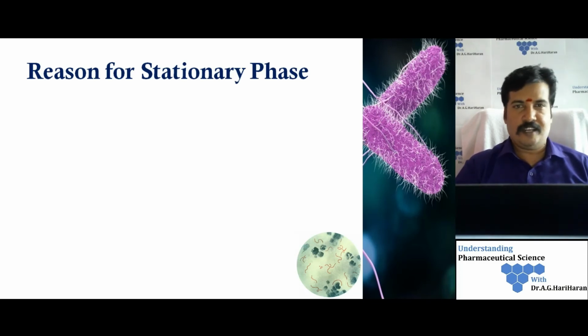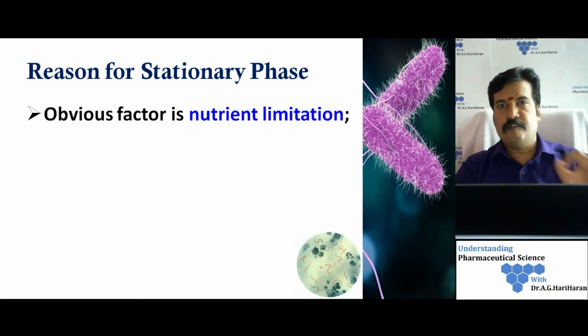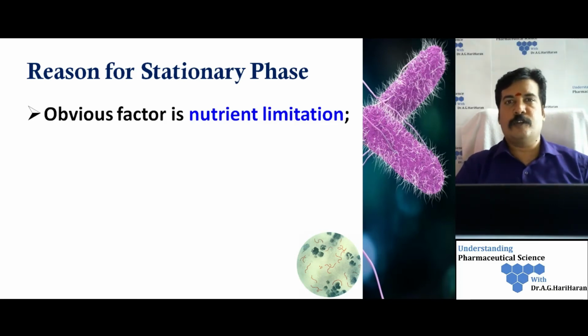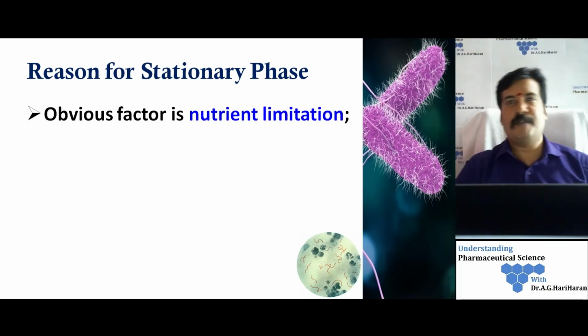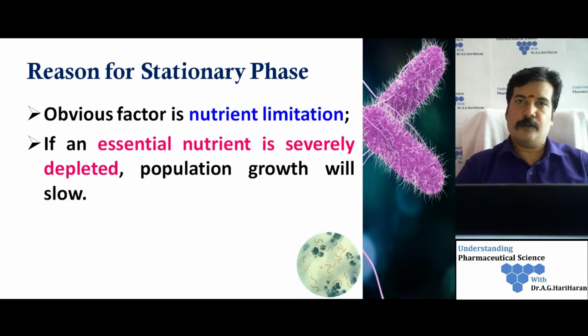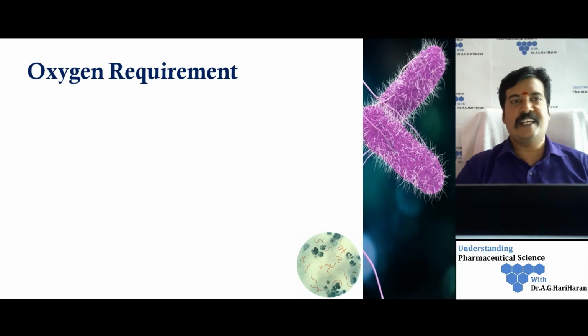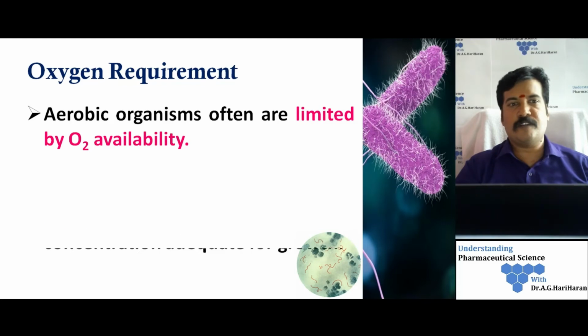The major reason, as I have already told you, is nutrient limitation. If the nutrients are not available, the growth will lead to the stationary phase. But in continuous culture, fresh nutrients will be supplied, so the log phase can be maintained. In some cases, certain essential nutrients will be depleted, thereby the growth rate can be drastically decreased. One example I have already told is oxygen. The aerobic organism needs oxygen, so oxygen availability is very important for its growth.